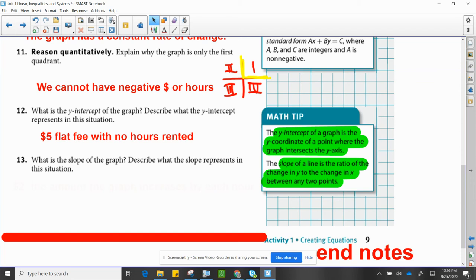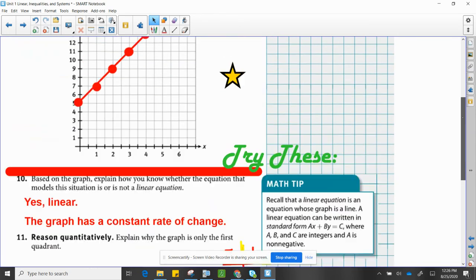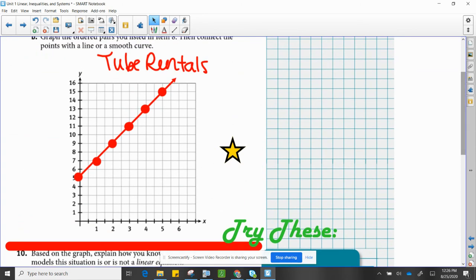And then last question we're going to do today, what is the slope of the graph? And describe what that means in this situation. So looking at our graph here, look at what the slope is. Remember, slope is rise. How much does it go up? Vertical change over the run, the horizontal change. And just be careful because these tick marks are going up by half. So it's 1, 1.5, 2. So think about what's your rise over run. Figure out the slope and interpret it for our tube rental scenario.